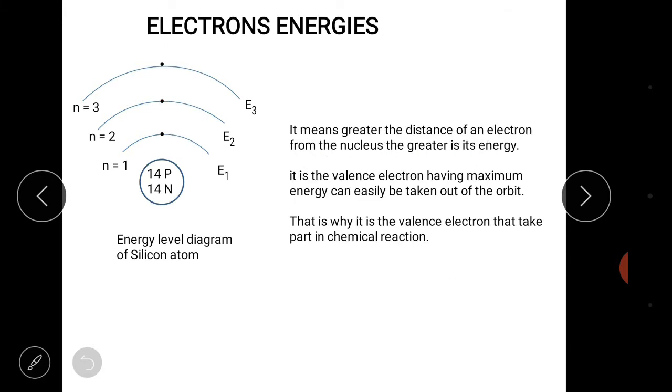The greater the distance of an electron from the nucleus, the greater is its energy. It is the valence electron that has maximum energy. Those can be taken out of the orbit. That is why it is the valence electrons that take part in chemical reactions.